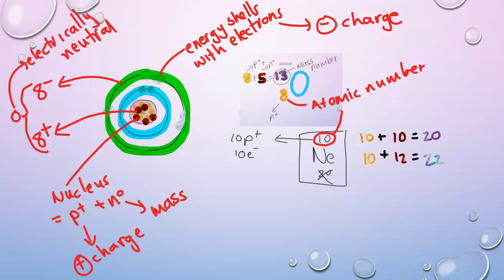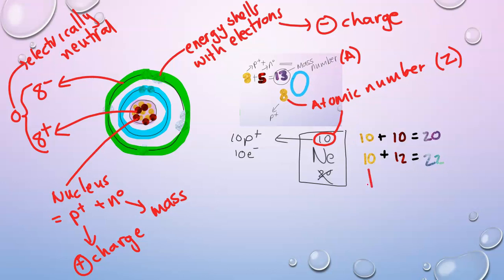So the smallest number will always be your atomic number, and the symbol there is a Z. Okay, and then the bigger number that they have to give you is called your mass number, and that is a capital A. But you can just remember the smallest number will be the atomic number. That's the number of protons, and then the bigger one is your mass number.